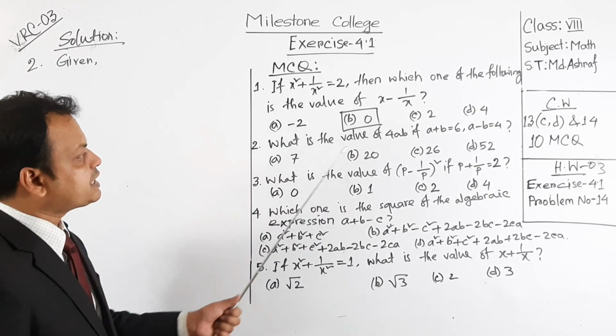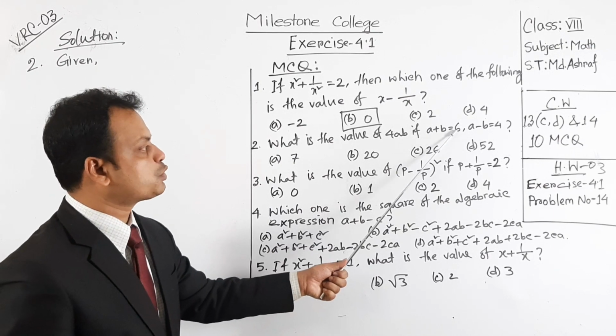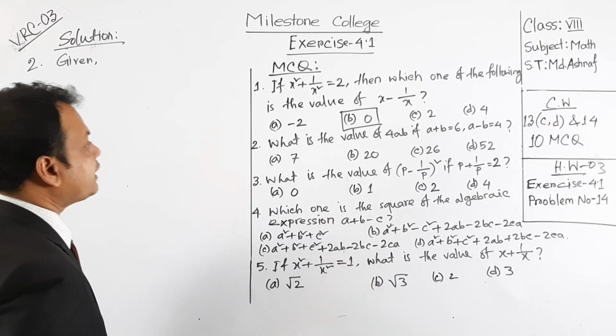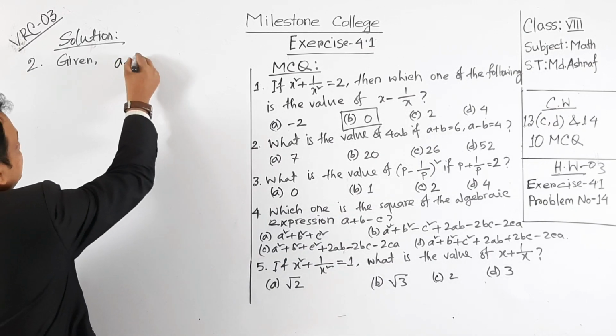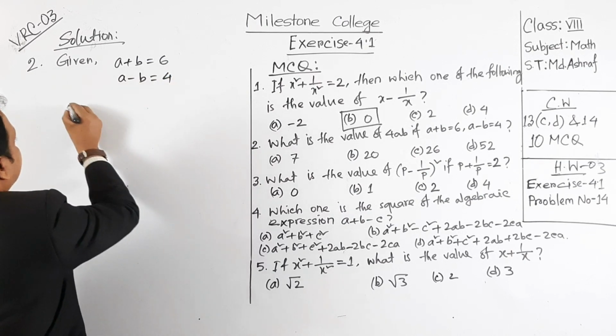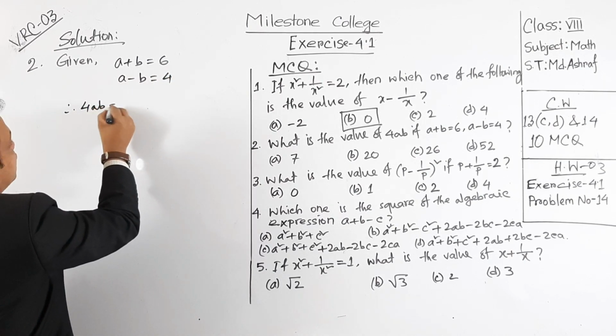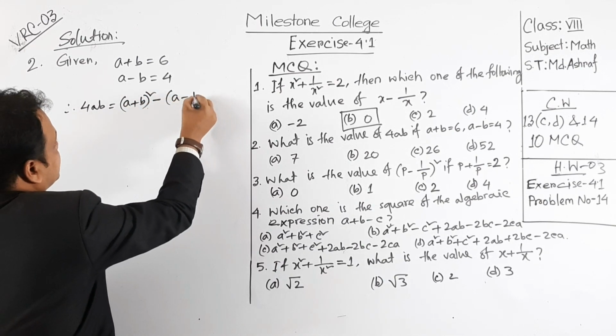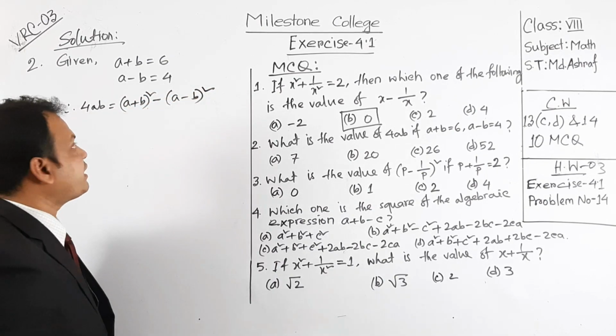Read question 2. What is the value of 4ab if a plus b equals 6 and a minus b equals 4? So we start writing. Given a plus b equals 6 and a minus b equals 4. Therefore 4ab equals a plus b whole square minus a minus b whole square. By applying this formula, we can find the value of 4ab.